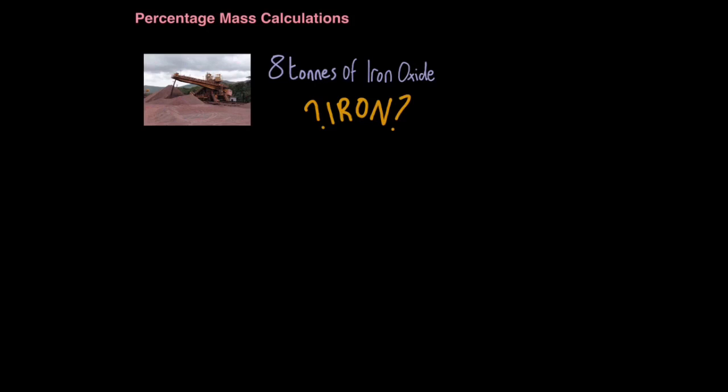So let's say the question is around this idea. A mine has extracted this quantity of iron oxide, so 8 tons of iron oxide, but they want to find out, theoretically speaking, how much iron will they obtain from 8 tons of iron oxide? Because obviously iron oxide is a compound containing iron and oxygen. So if we remove all the oxygen, how much iron are we left with? And then we can decide, is it worth doing this? Is it worth extracting the iron?